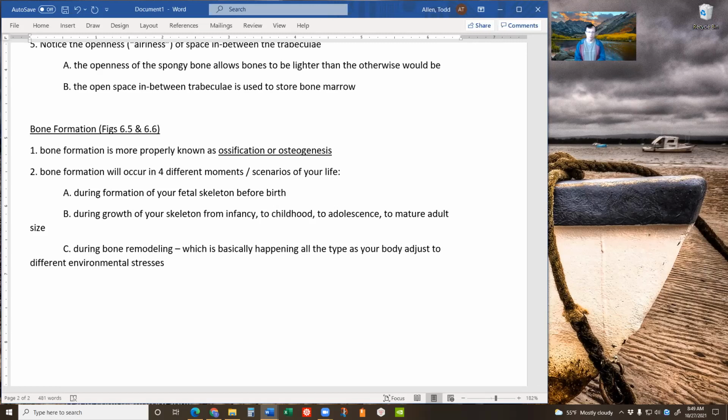Okay, so during bone remodeling, which is basically happening all the time as your body adjusts to different environmental stresses.